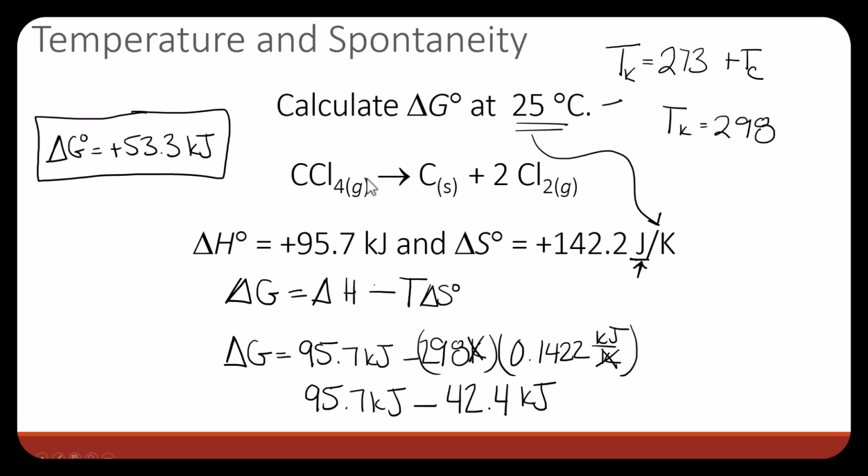You'll see more problems like this, but just a quick introduction to how we calculate Gibbs free energy.